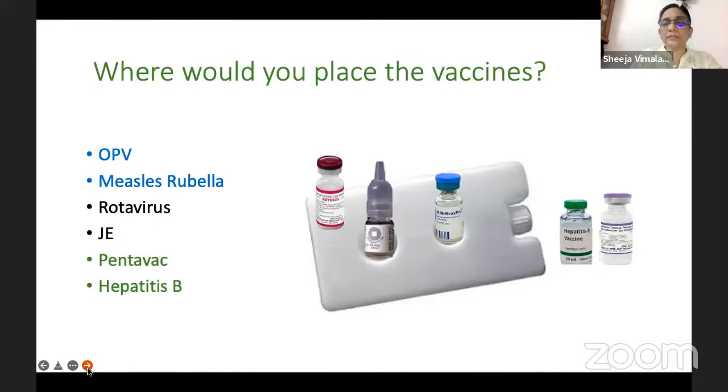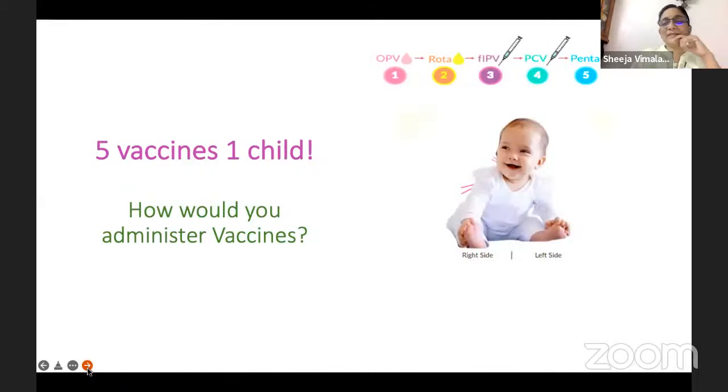So we understood the importance of the ice pack, the importance of conditioning an ice pack, and the importance of keeping different vaccines at different sites. So that is also very, very important. Now, the last question before we wind up. You have a 6-month-old baby with 5 vaccines to be given. So how would you administer the vaccines?